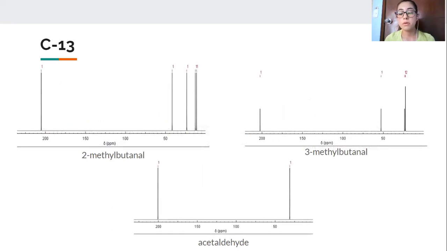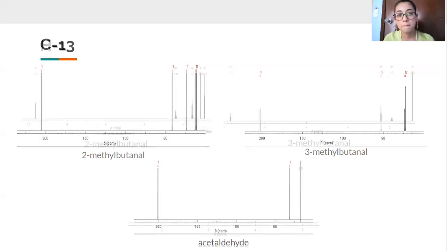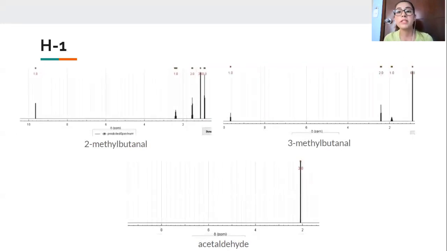Using a virtual simulator of magnetic resonance, we found the spectrums. The first one is for 2-methylbutanal, the second one is for 3-methylbutanal, and the last one is for acetaldehyde. These spectrums were made using magnetic resonance with carbon-13. In the next slide, we can observe exactly the same compounds and in the same order, but now these spectrums were made using hydrogen. Of course, all these graphics are only for illustration, and our solution is based on this.